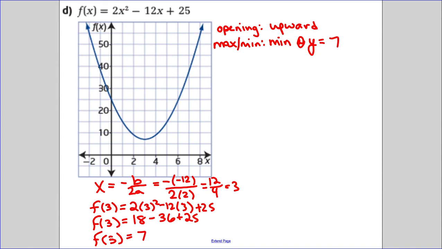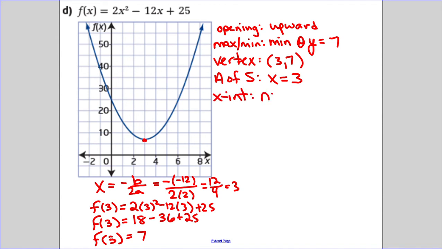This thing then has a vertex that we just calculated, and its vertex is going to be 3, 7. It has an axis of symmetry of the x value of that vertex, so x equals 3. As for x-intercepts, there are none here. You can see that from the graph. It actually doesn't cross the x-axis at all. It has a y-intercept of 0, 25, and I can see that right from the equation by making x 0.